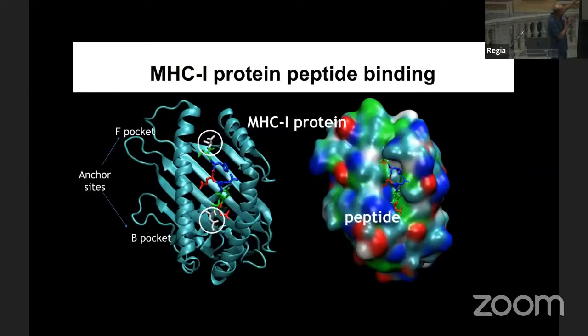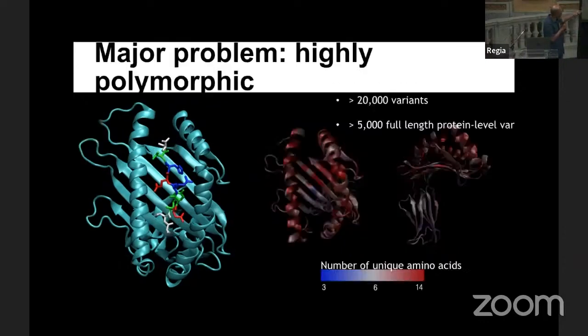This is, of course, the background: the MHC protein, and you can safely think there are millions and millions of peptides that get generated in our body every day. And these proteins that we have, the MHC proteins, are known to be the most polymorphic protein in the human proteome. So there are greater than 20,000 variants of this protein.